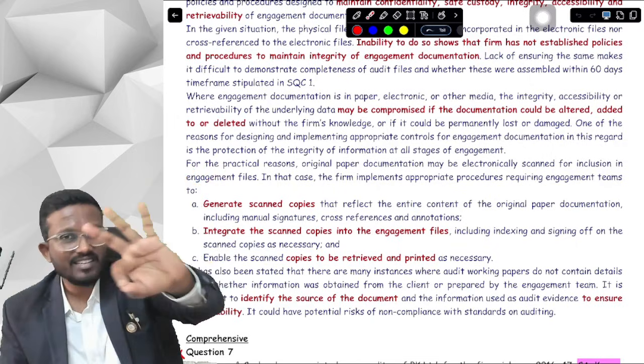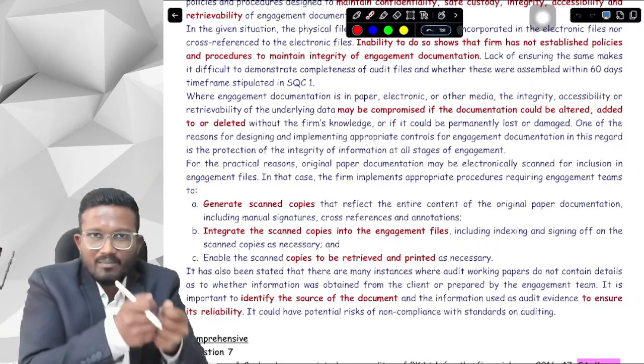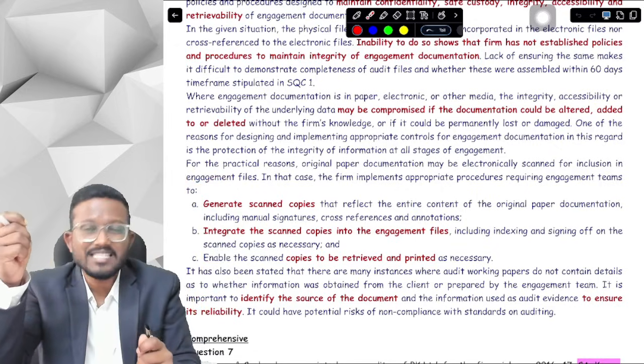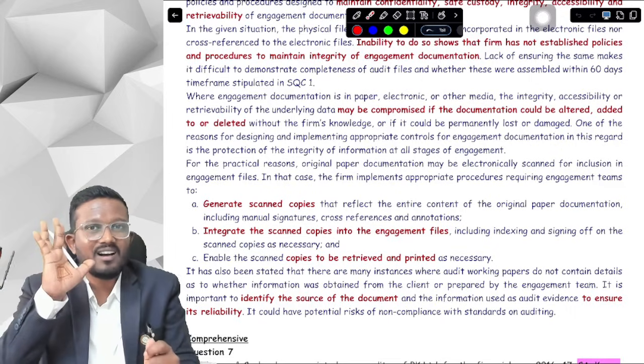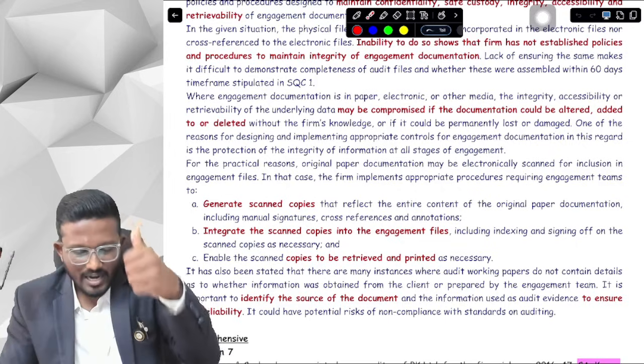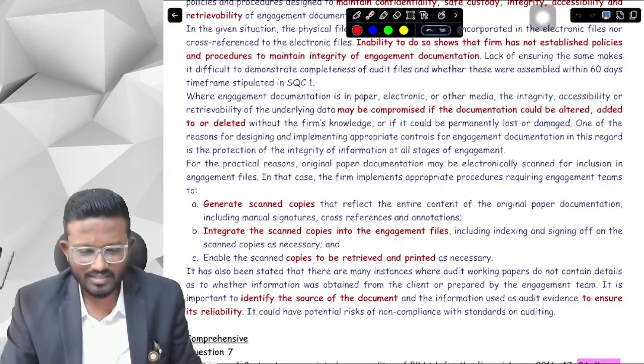So what is it saying, sir? 3 steps they are saying. First of all, you need to scan the printed documentation. The scanned documentation should be integrated with your electronic files, and you need to maintain a retrievable and printed form of your scanned documentation as well. Okay, yes sir, just this, you don't have to understand anything else.